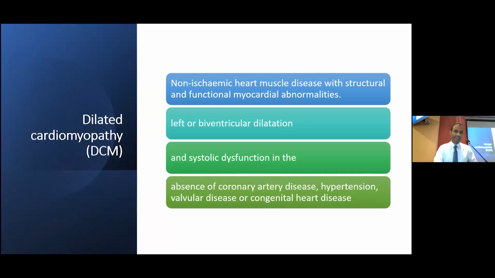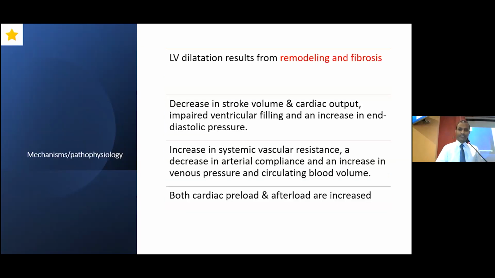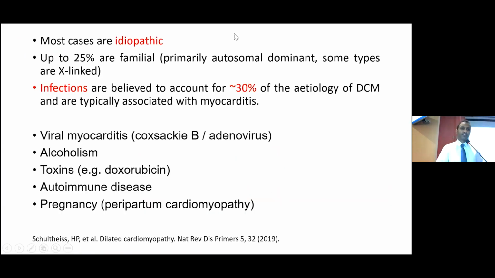So let's move into dilated cardiomyopathy, which is a non-ischemic heart muscle disease with left or biventricular dilatation and systolic dysfunction, in the absence of coronary artery disease, hypertension or valvular heart disease. So there is LV dilatation with resulting remodeling and fibrosis. Usually the cause is idiopathic. Up to 25% can be familial, mainly autosomal dominant and sometimes X-linked, and sometimes infection can be the cause in about 30% of cases. Rare causes like viral myocarditis, alcohol, toxins, and autoimmune diseases also play a part.